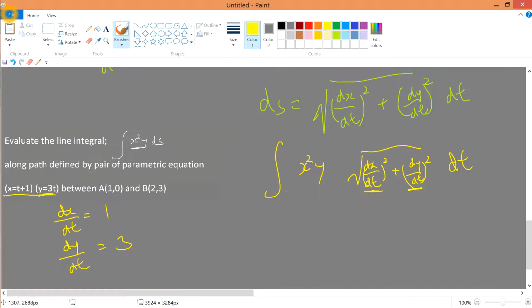Therefore I'll just sub in all these values, and I have this one, right? This thing is x squared, because I'm substituting x, as it's given in the question. And then 3t, y is also given: y is equal to 3t. Please remember to sub in all these before you integrate. And then I'll just sub in the dx/dt and dy/dt that we have just found. Therefore we have this one.